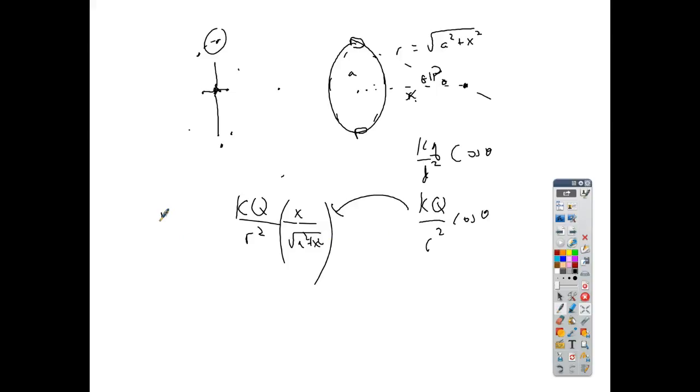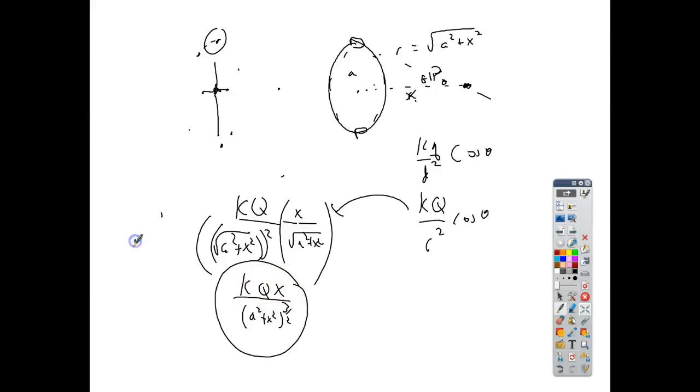Oh, I got an R squared over here too. Shouldn't I do that one too? I should get rid of that R squared. So that would also be the square root of a squared plus x squared, squared, right? So the field felt at that point right there is going to be KQx over (a squared plus x squared) to the 3/2 power. Right, because there's a 1 power here, because these would cancel out, another half power here.